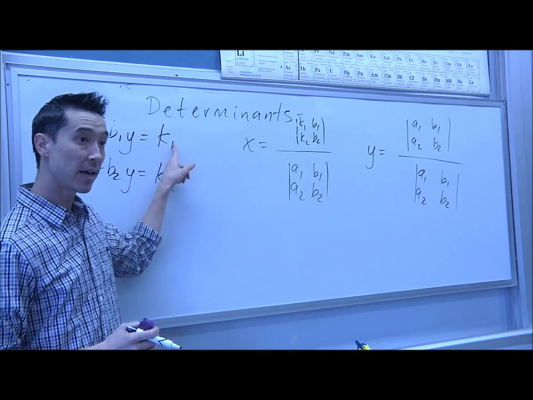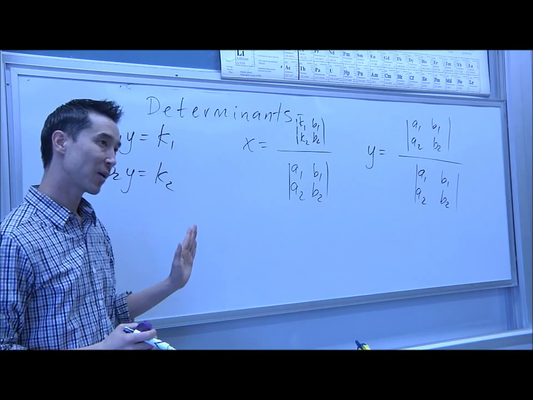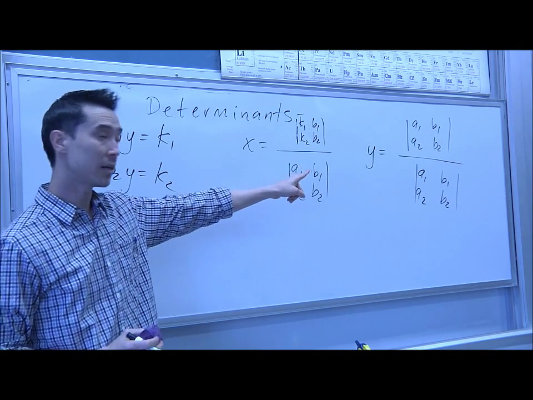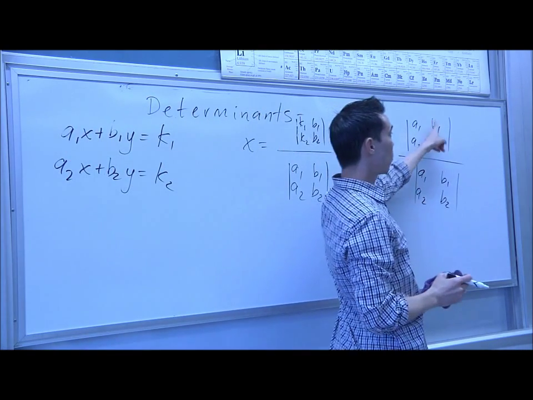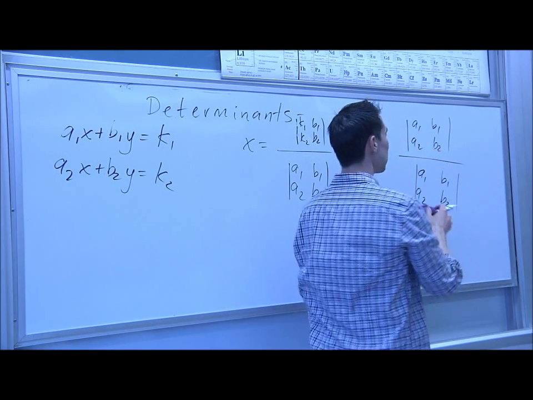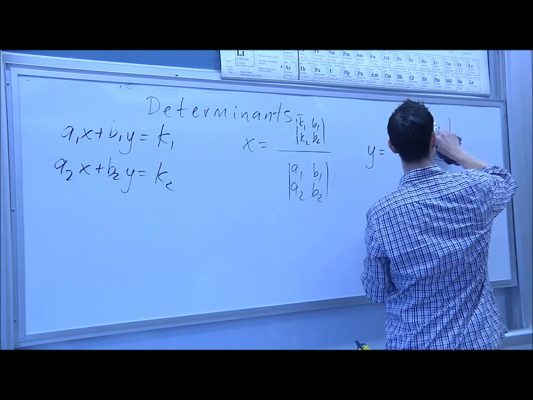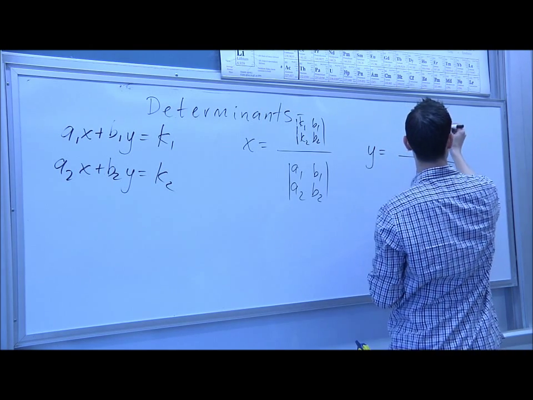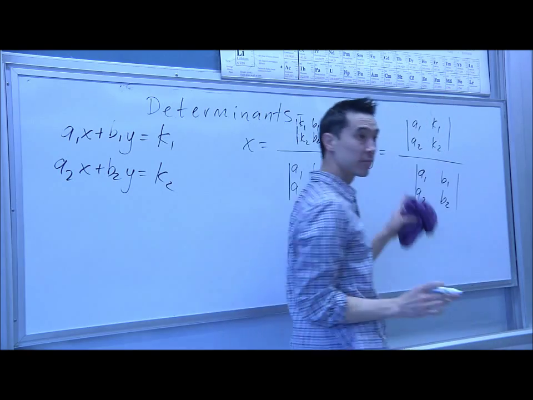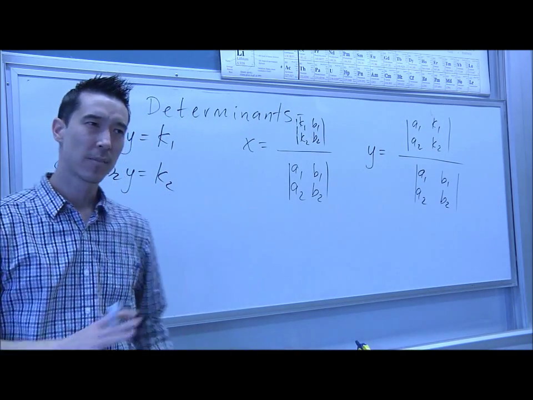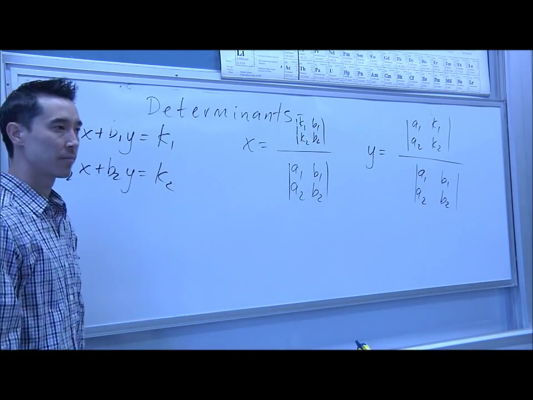You're going to put the K's in the correct spots. Now in the y equals, instead of the y column, instead of B1, B2, you're going to put K1, K2. Okay? That's the formula. So go ahead and write that down. That's the formula. But I want you guys to see where it comes from.